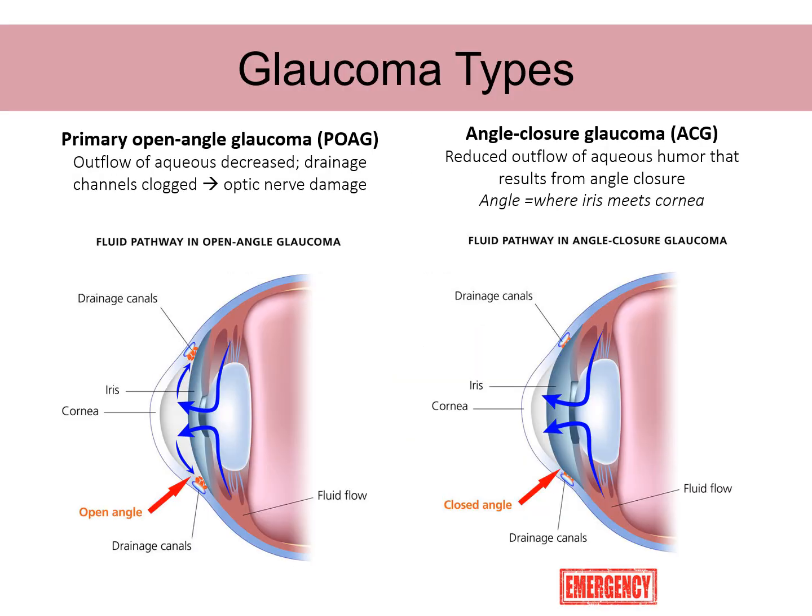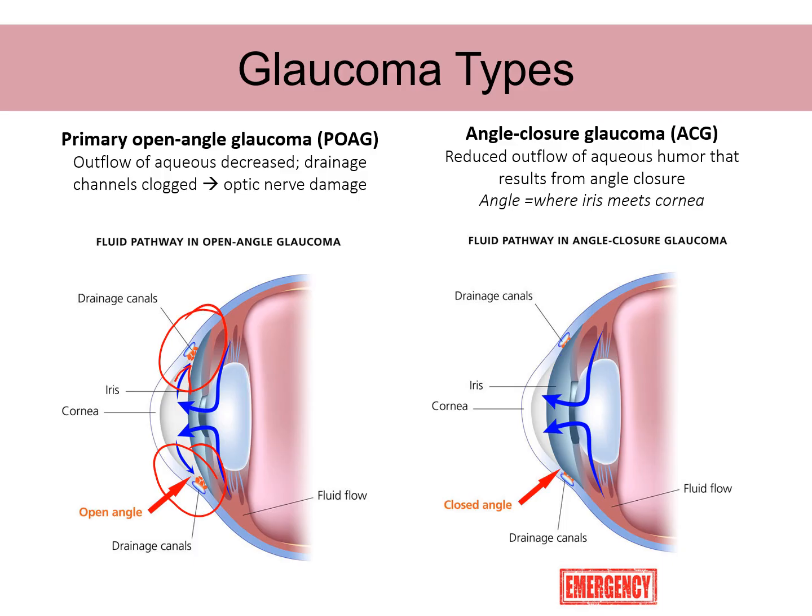All right, so let's talk about it. There are two types of glaucoma. The first one is primary open angle, or POAG, or angle closure glaucoma, ACG. So let's talk about the primary one. So we're looking again at the drainage canals here, right at these little angles, okay? Right here.